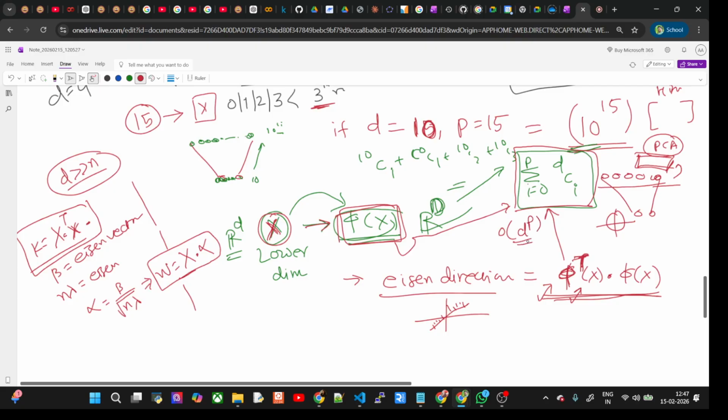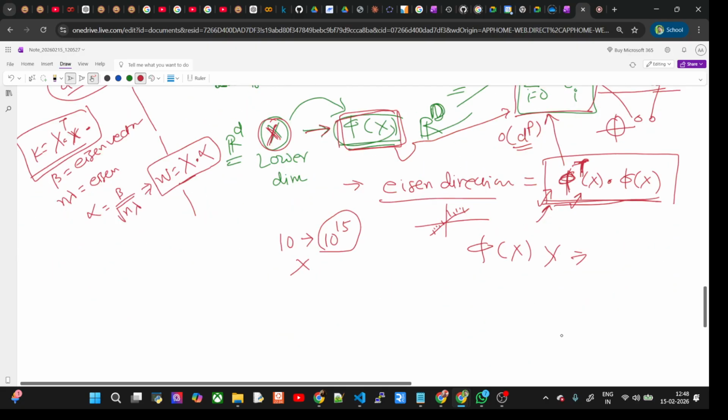So if you have 10 features in the lower dimensions, you get 10 raised to the power, and if you want to project to 15 dimensions, that much is the time complexity, which is not at all a good idea. It is a totally time consuming step. So you cannot simply go to the higher dimensions and calculate your eigenvectors using this formula, because calculating phi of x in the higher dimension is not a good idea.